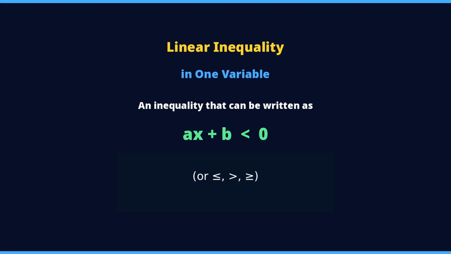Now let's look at linear inequalities. A linear inequality in one variable can be written in the form ax plus b is less than 0, or with other inequality signs like less than or equal, greater than, or greater than or equal.